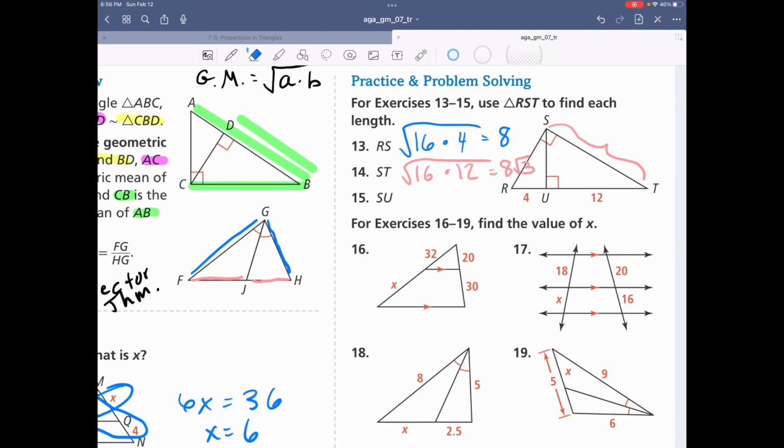All right, and then they want us to find SU, and SU is the easier one because we worked on that one already. SU is the geometric mean of just 4 and 12, so 4 times 12. And 12 is 4 times 3. Since we have two 4s, a 4 can come out, and square root of 3 stays in.